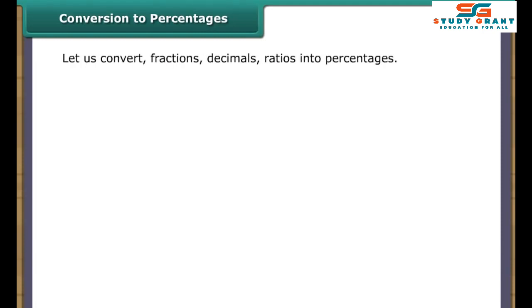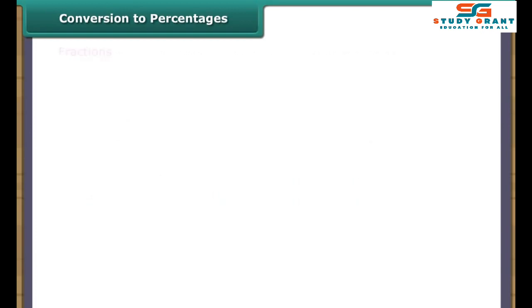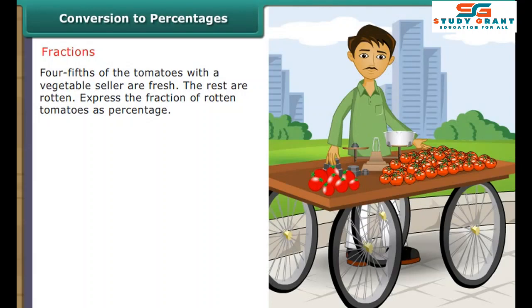Conversion to percentages. We have learned to express numbers as percentages. Let us now learn to convert fractions, decimals, and ratios into percentages. Fractions. 4/5 of the tomatoes with a vegetable seller are fresh. The rest are rotten. Express the fraction of rotten tomatoes as percentage.